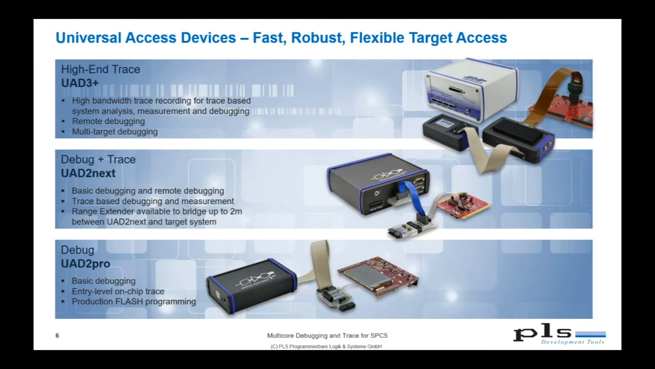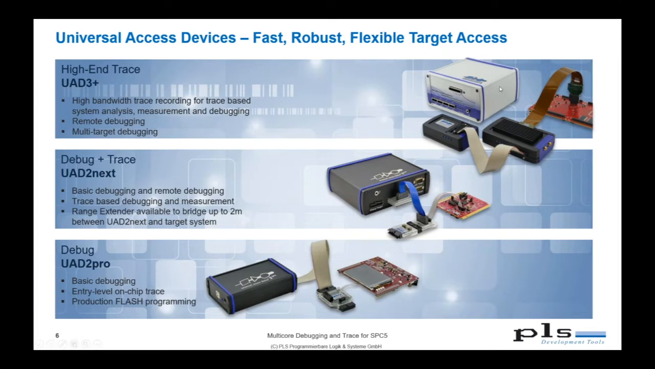You can, in addition to the debug functionality, add a plug-in trace module supporting different trace interfaces, and you can use this device to record trace data into an internal trace memory of about 512 megabyte. For this device, there is a so-called range extender available that allows debugging over distances of up to 2 meters between the base unit and the target device. And with the network capability, the range extender makes it perfect for test tracks with limited space.